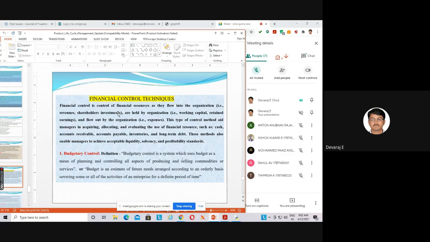Or held by the organization: the working capital, retained earnings, and flow out by the organization as expenses. This type of control method aids managers in acquiring, allocating, and evaluating the use of financial resources. See, all this is very, very important. There will be an HR manager, manufacturing managers, so there are different departments. A financial manager will be there, allocating the money, evaluating, and acquiring everything.